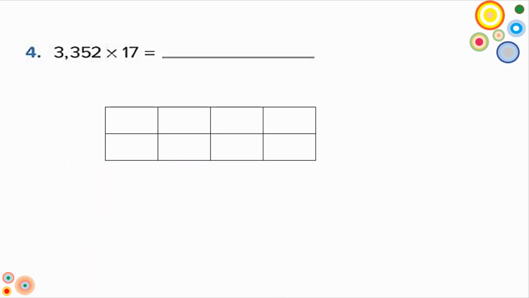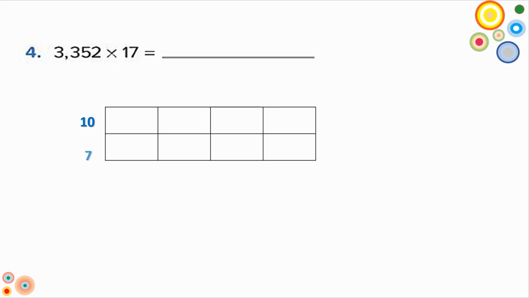Let's see this question. Here I have 3,352 times 17. If you want to split this number and write each value, each digit, okay? 3,000, so 3 in the thousands place will be 3,000. And 3 in the hundreds place, so it will be 300. It will be 5 in tens, 50, and 2. 17: 1 in tens, it will be 10, and 7 in ones, it will be 7.